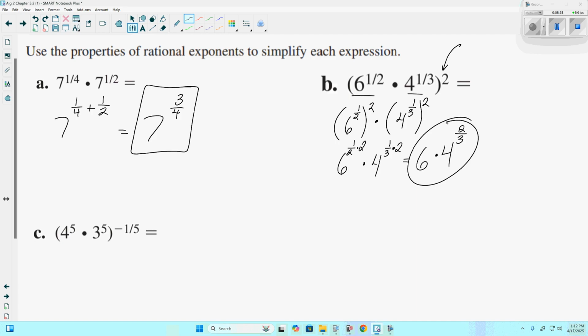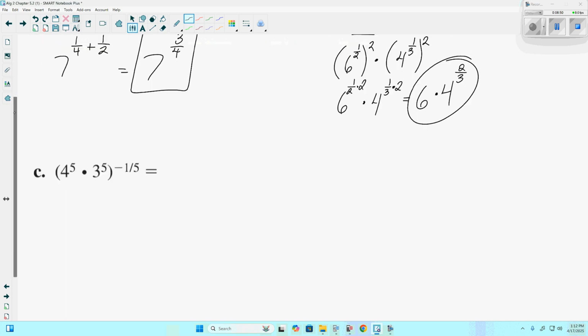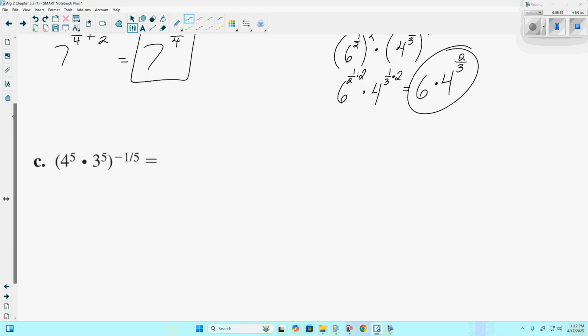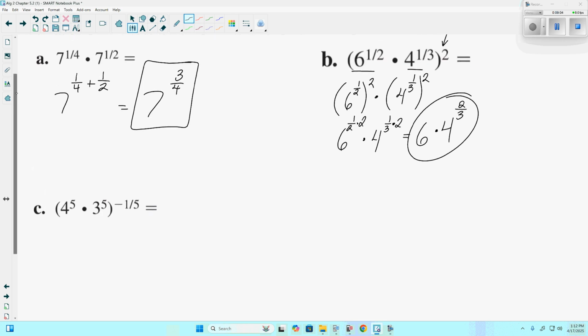That's it. There's nothing we can simplify from here. 6 is already as simplified as it gets. 4 to the 2/3 doesn't reduce any further than what it is. Because even with 4, 4 is 2 squared, but that's not going to help us reduce the denominator of that exponent. Questions on A or B?